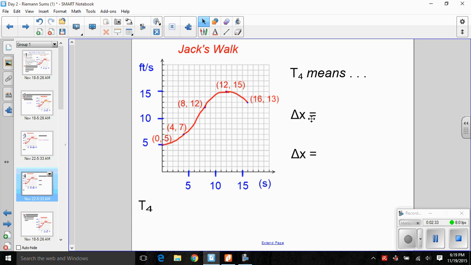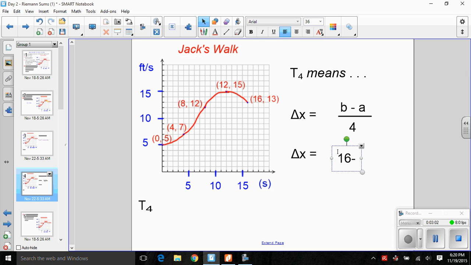So let's see. Delta x, that's my step, each subinterval given by delta x. If I have an entire interval that ranges from 0 to 16 seconds, that is the length of the interval, b minus a. And if I divide that by the number of trapezoids that we're going to do, so divided by 4, then we could get our delta x. So it looks to me like 16 minus 0 is the length of my interval, and we want that all over 4 trapezoids. So the width of each subinterval is going to be 4 units.